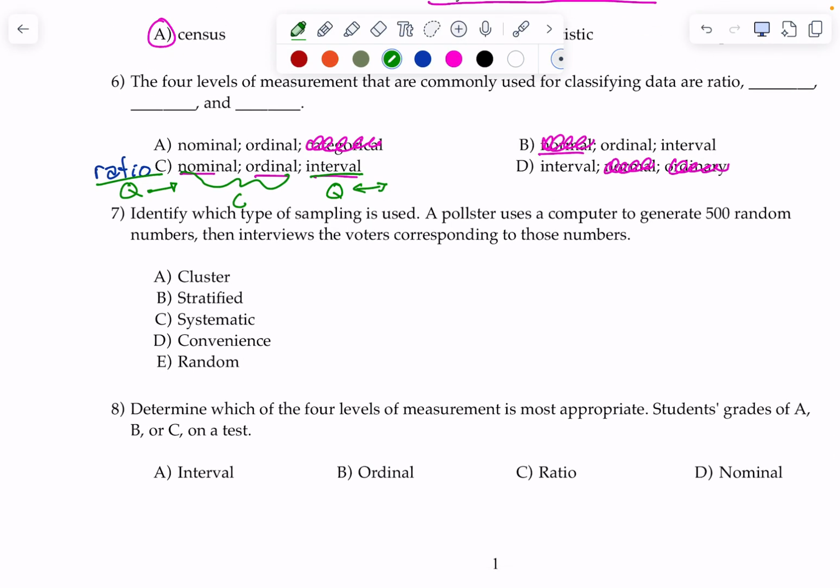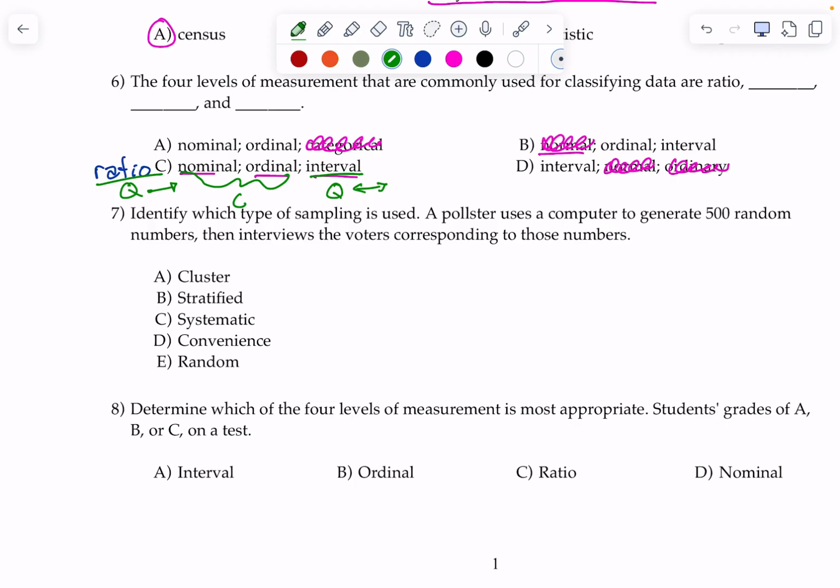Identify which type of sample is used. A pollster uses a computer to generate 500 random numbers, then interviews the voters corresponding to those numbers. Do they have the option to turn it down? I don't think so. It's not like a convenient sample where you can just say click. You can't. You have to answer.